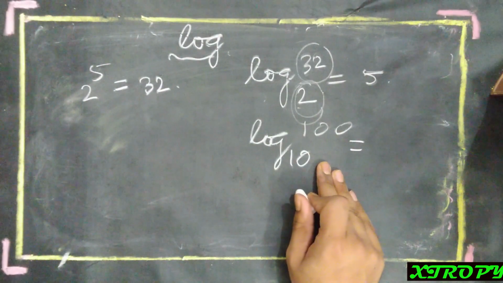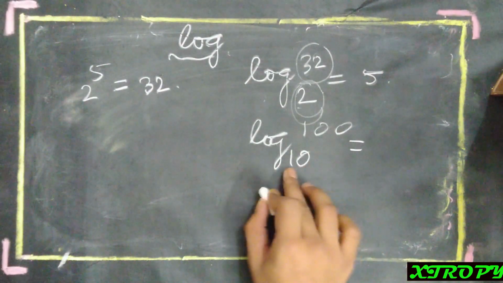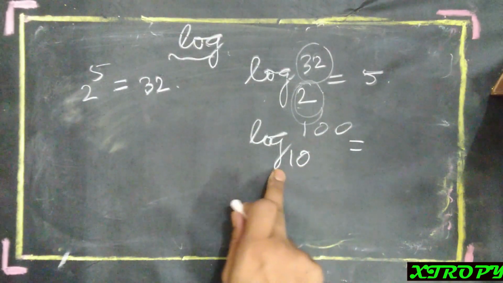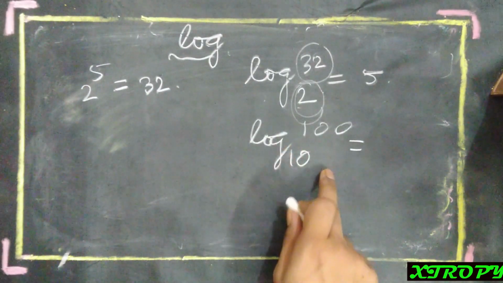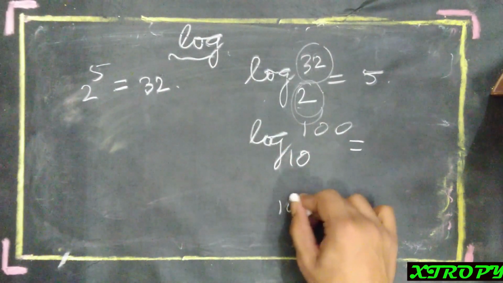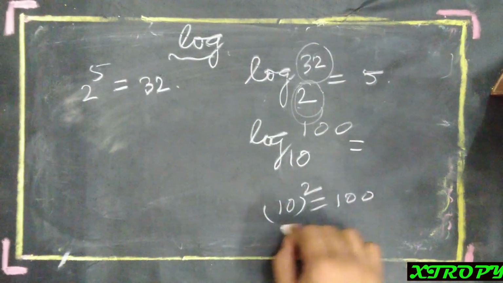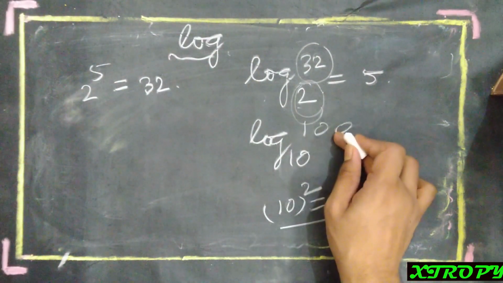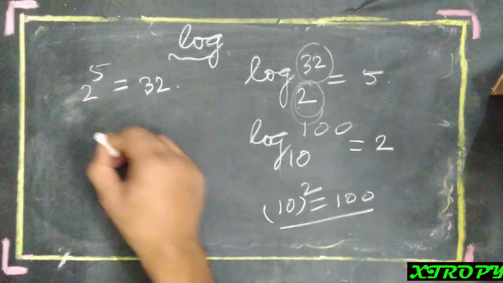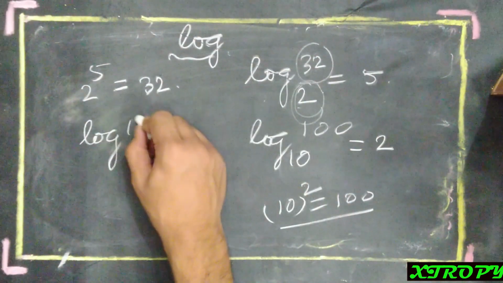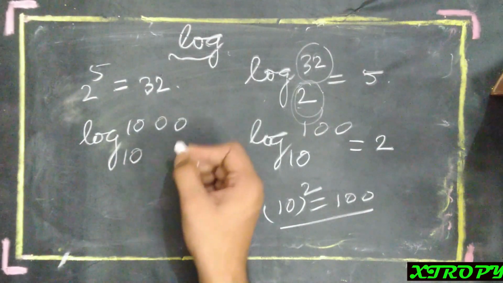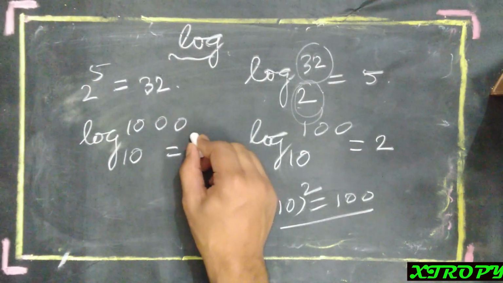Think. What power must we raise this base to so we get 100? So 10 to the power how much is 100? 10 to the power 2 is 100, that is 10 squared. So log 100 base 10 equals 2. Similarly, if you take log 1000 base 10, what will it be? Yes, you answered it correctly, it is 3.